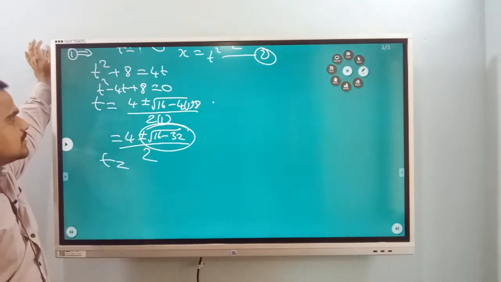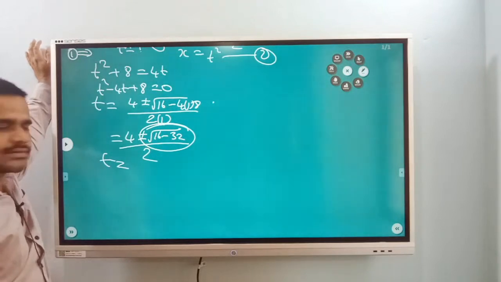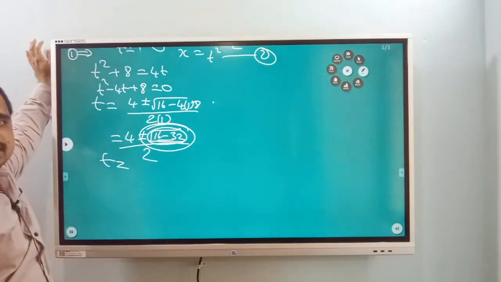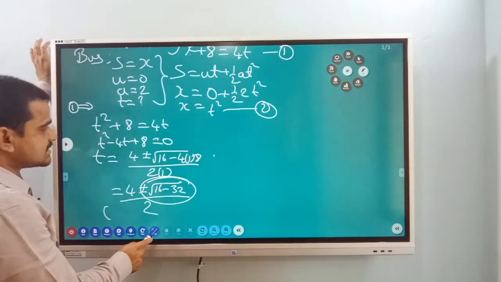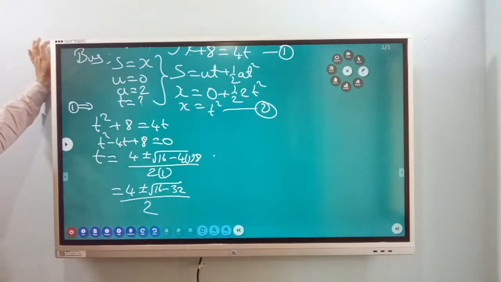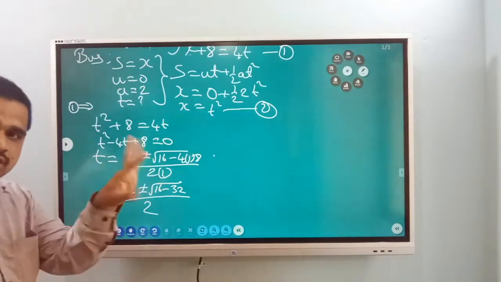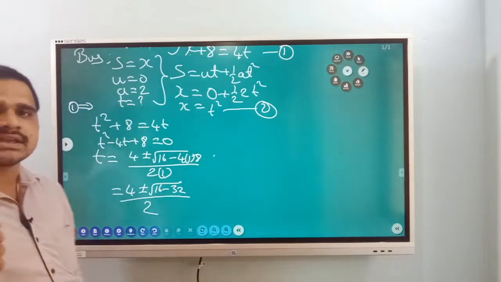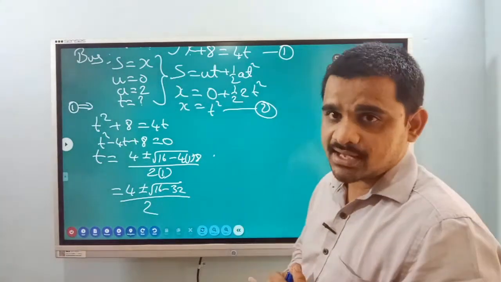b square minus 4ac, correct? See, inside the root I'm getting a minus. If I'm getting a minus in the root, then what does it represent? If you see this, 16 minus 32, root of 16 minus 32, how much? Root of minus 16, which is not possible here. It means he cannot catch the bus.